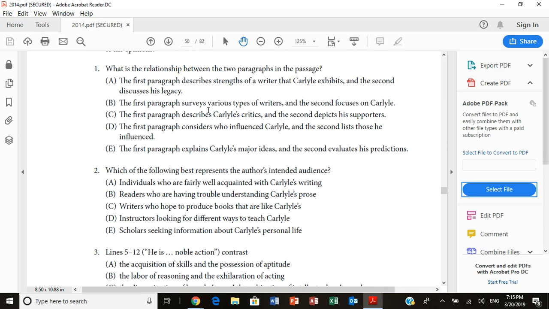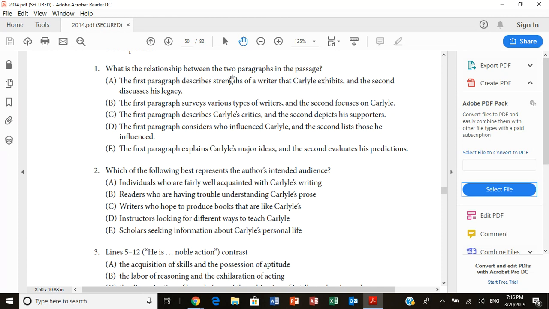The first paragraph surveys various types of writers. Well, it does talk about different kinds of thinkers. And the second focuses on Carlyle. And it is true that this is what happens in the second. We get specific focus on Carlyle. That's a close answer, right? Let's take a look at A. The first paragraph describes strengths of a writer that Carlyle exhibits.